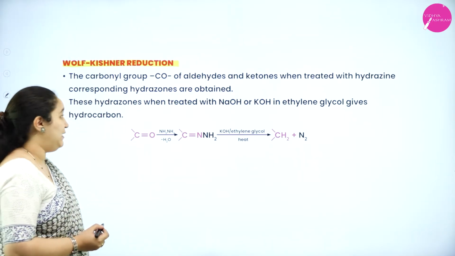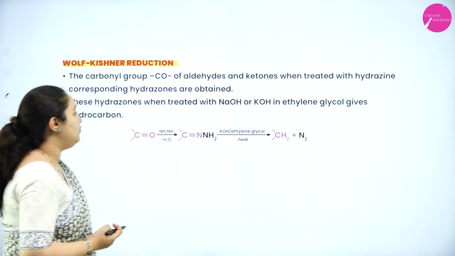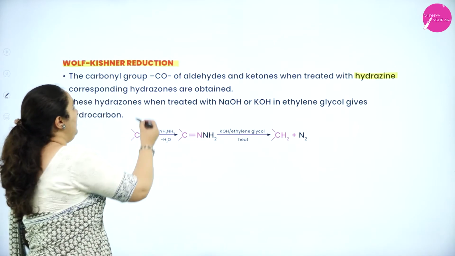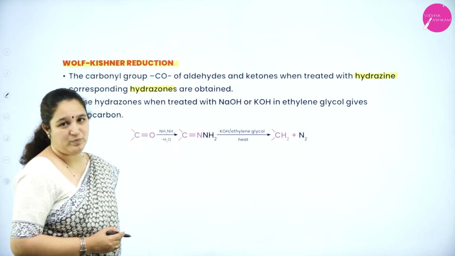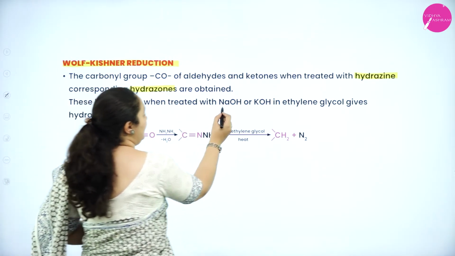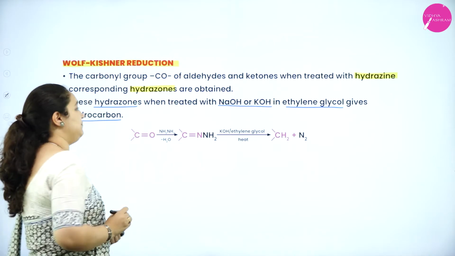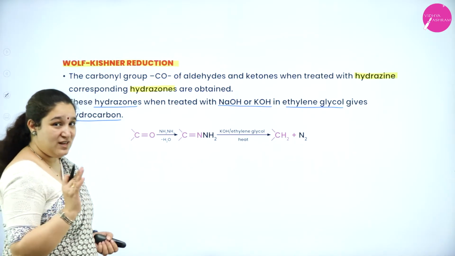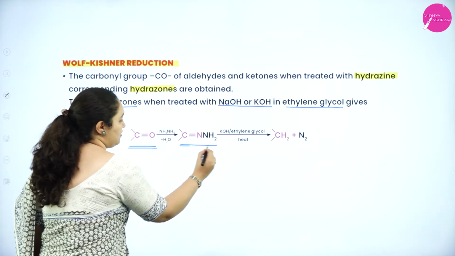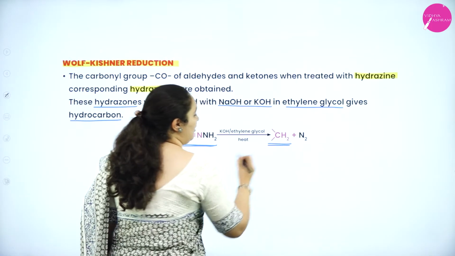So what exactly is happening here? The carbonyl group, the CO group of aldehydes and ketones, when treated with hydrazine, the corresponding hydrazone is obtained. Further, the hydrazone is treated with NaOH or KOH in ethylene glycol, which gives hydrocarbons. So it is a two-step reaction. First, we take the carbonyl group, treat it with hydrazine, and you get hydrazone. Further, treat it with NaOH or KOH in ethylene glycol, heat it, and you get the hydrocarbon.